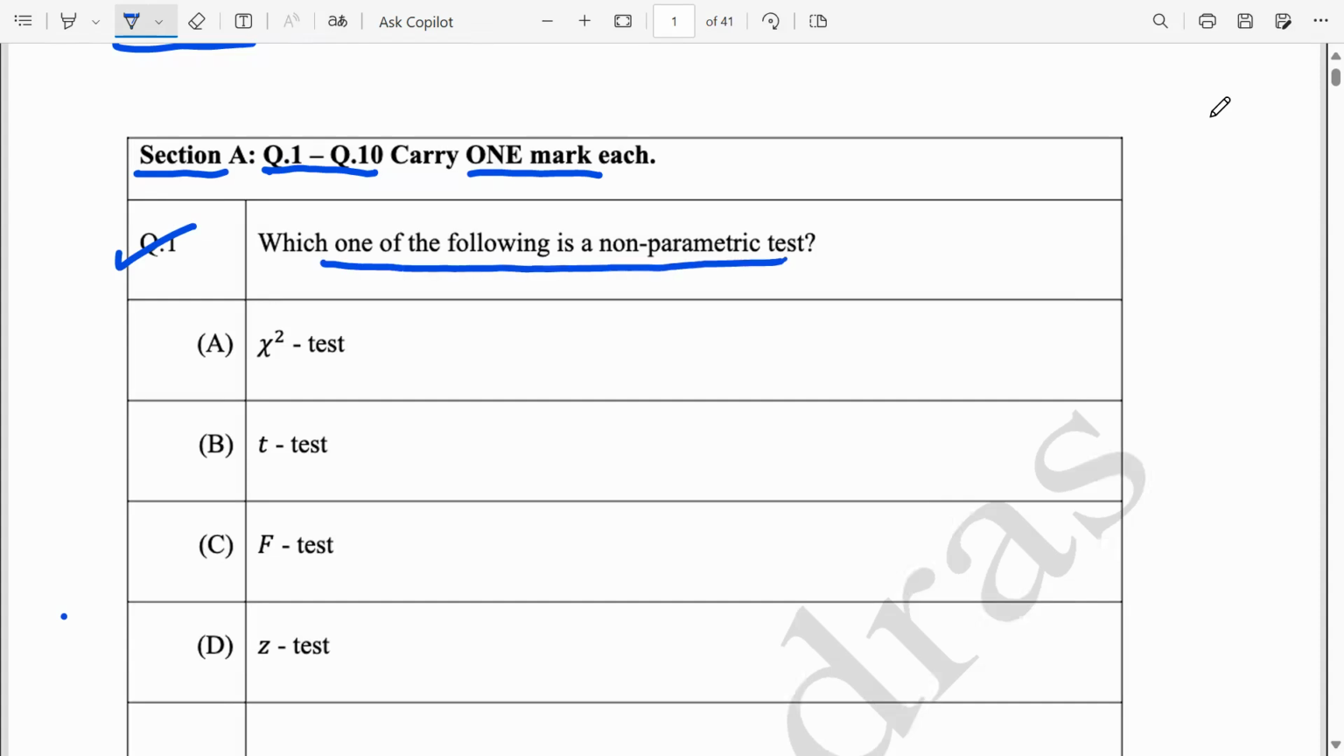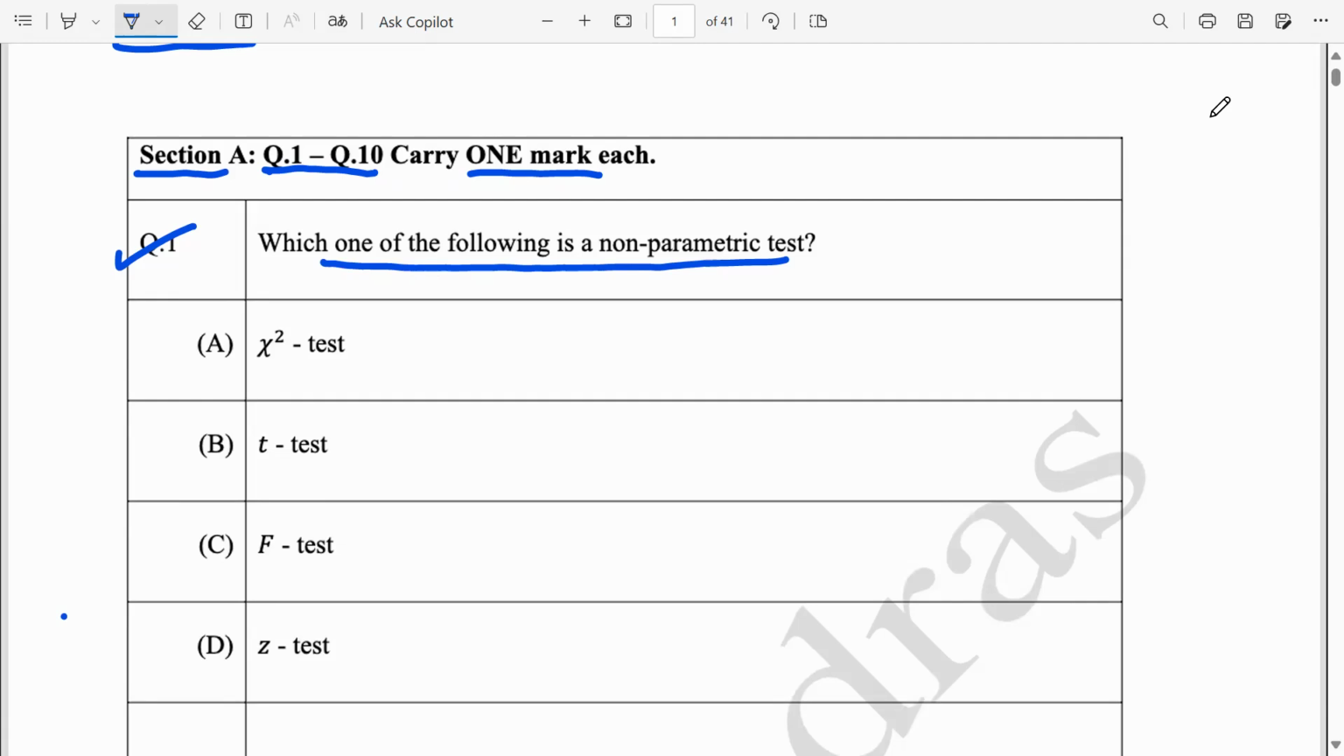Which one of the following is a non-parametric test? Now, clearly, it's a question which we do in the statistics module when we look at tests for conducting hypothesis. If you look at the options, first of all, students should know what is a parametric test versus what is a non-parametric test. Parametric tests make some assumptions about the underlying distribution, whether it's a normal distribution or a t distribution or F distribution. Non-parametric tests don't make any assumption about the underlying distribution.